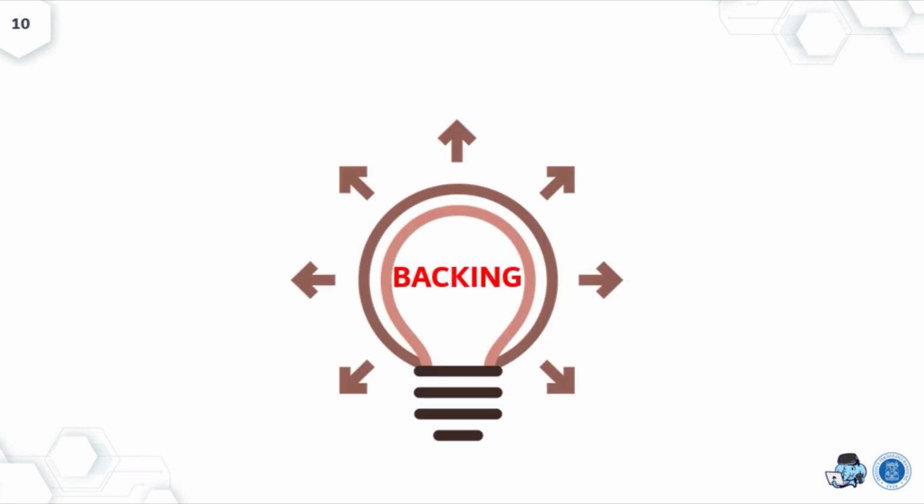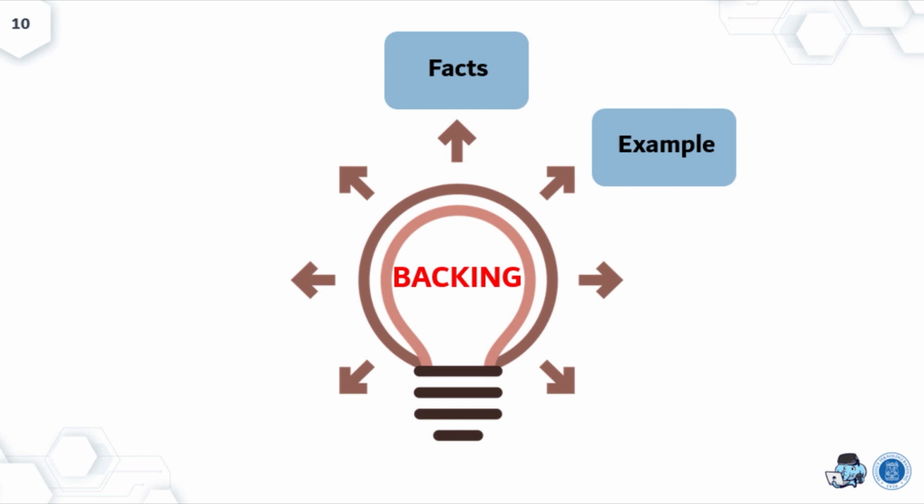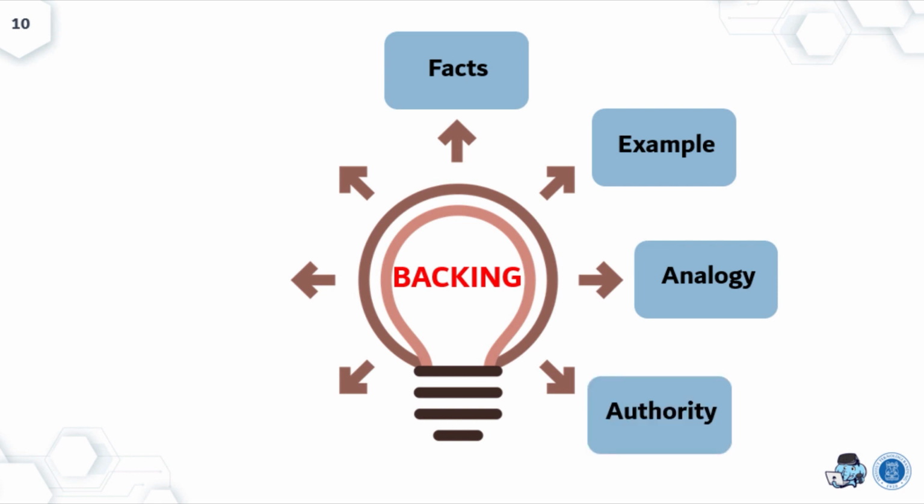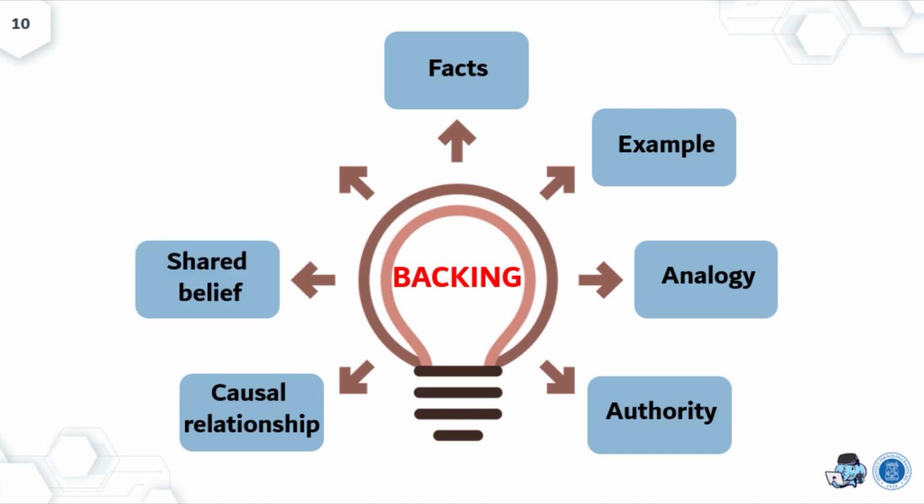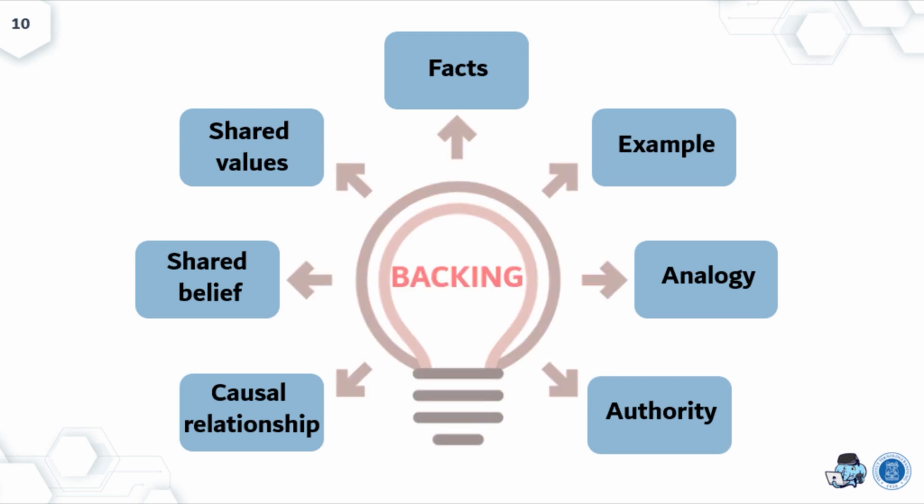It can be a fact, such as statistic. It can be an example to show the representative of a general pattern. It can be an analogy or comparison to a parallel case. It can be authority or statement from recognized expert. It can be causal relationship to show that one thing actually results from another. It can be shared beliefs or assumptions or common knowledge. Or it can be shared values between the readers and the writer. You may choose several kinds of backing to support your claim.